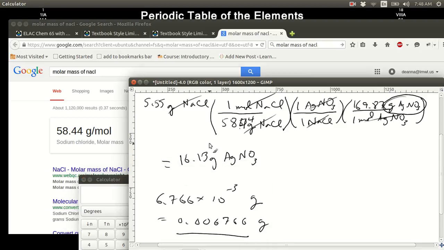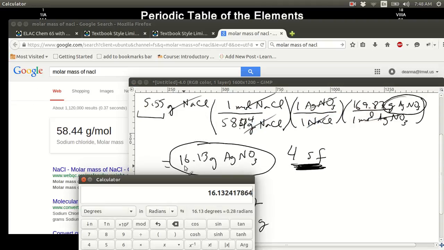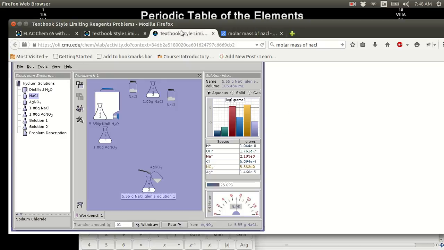Okay, so this software needs for you to have the answer in 4 significant figures. The software does not know how to count significant figures, but it just knows that whatever answer you get, it needs to be in 4 significant figures. Otherwise, you will not be able to get the correct result in the lab.